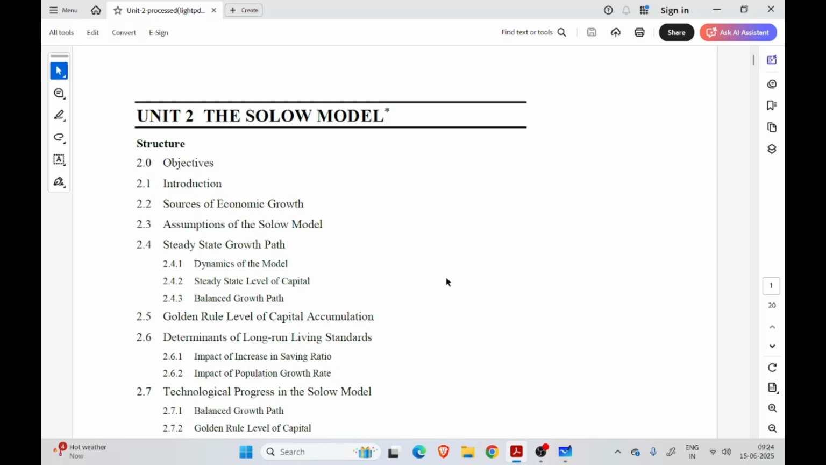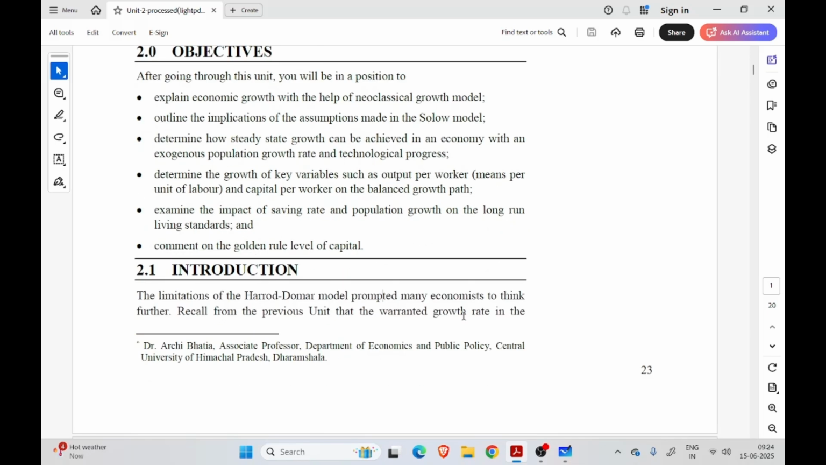Solow Growth Model for UGC NET examination. Let us first discuss how the Solow Growth Model came into being. It came after the Harrod-Domar Growth Model. The limitations of the Harrod-Domar model prompted many economists to think further in the realm of growth theory.